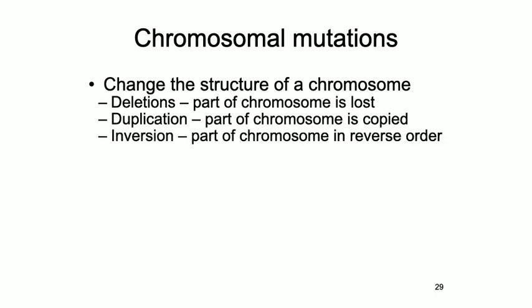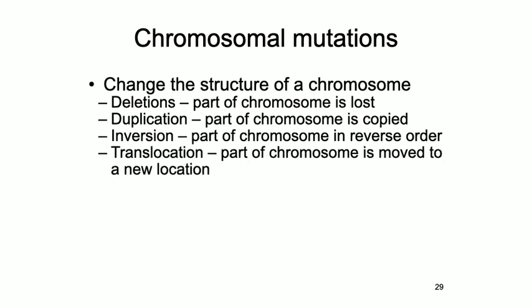Can also have chromosomal inversions, which means a part of a chromosome is turned around and inserted in a reversed order. And this could have various consequences. And finally, there can be chromosome translocation, which is when a part of a chromosome is moved to a different location.